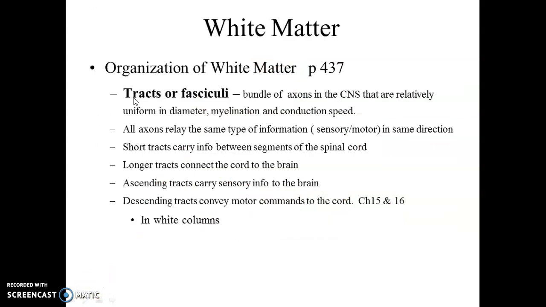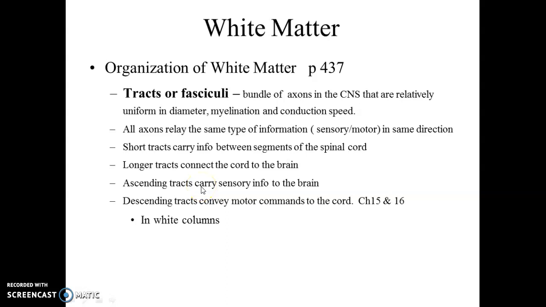This talks briefly about tracts or fasciculi, bundles of axons in the central nervous system that are relatively uniform in diameter, myelination, and conduction speed. So they relay the same type of information, whether it's sensory or motor, in the same direction. Short tracts carry information between the segments of the spinal cord. Longer tracts connect the cord to the brain.